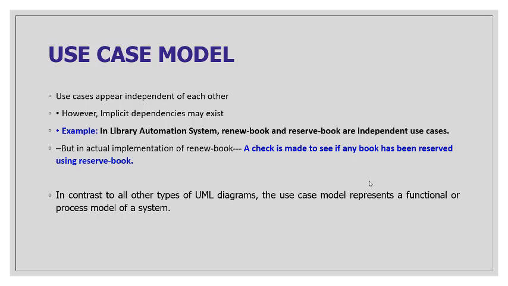Use cases normally appear independent of each other, though implicit dependencies may exist. In a library automation system, renew book and reserve book are independent use cases. But in the actual implementation of renew book, a check is made to see if any book has been reserved using reserve book or not. So an implicit dependency of renew book on reserve book may exist in this case. In contrast to all other types of UML diagrams, the use case model represents a functional or process model of a system.